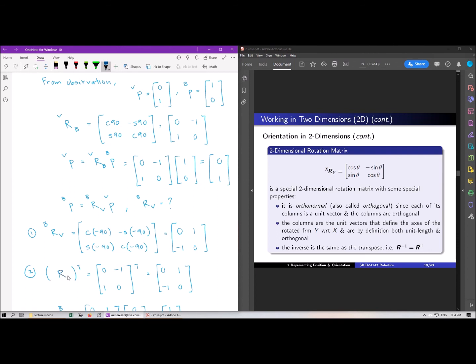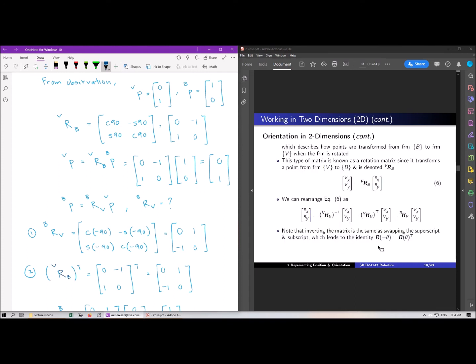So this should be RBV. RBV, which we have computed earlier, transposed is RVB. It is given here, right? If you transpose a rotation matrix, what you're doing is swapping the superscript and the subscript. So RBV, which is this one, transposed, you get RVB.